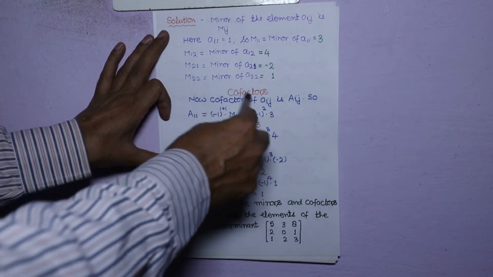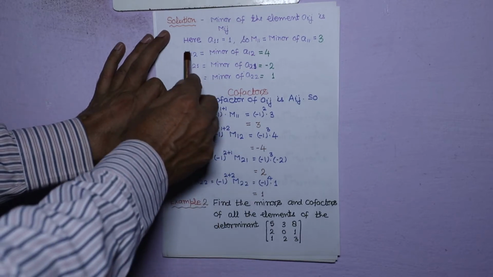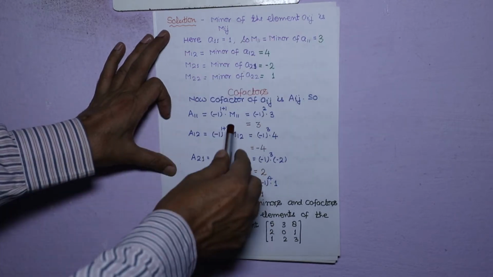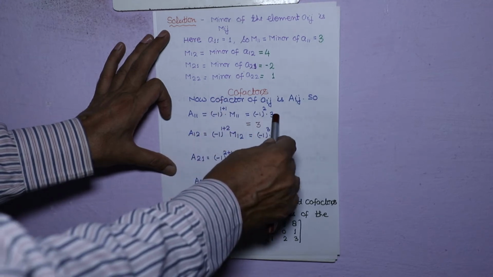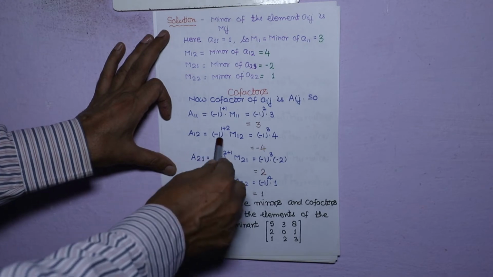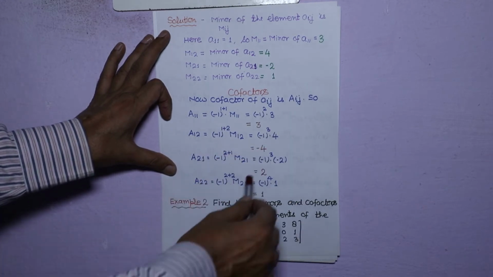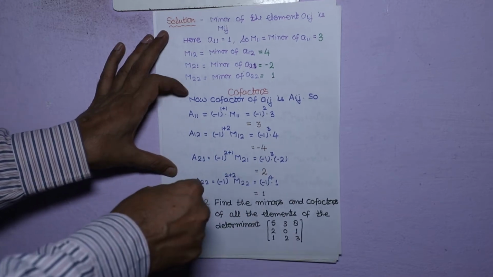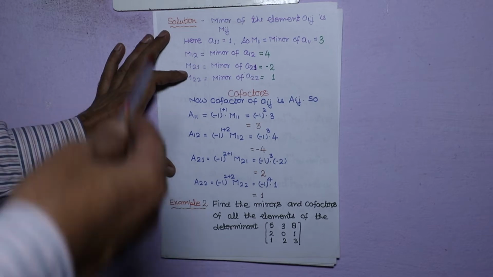Now cofactors. A11 is minus 1 to power 1 plus 1 M11, and M11 is 3. So minus 1 squared is plus, into 3, that is 3. A12 is minus 1 to power 1 plus 2, M12, minus 1 cubed, 4, that is minus 4. This way you can get the remaining two cofactors also. That was for order 2.